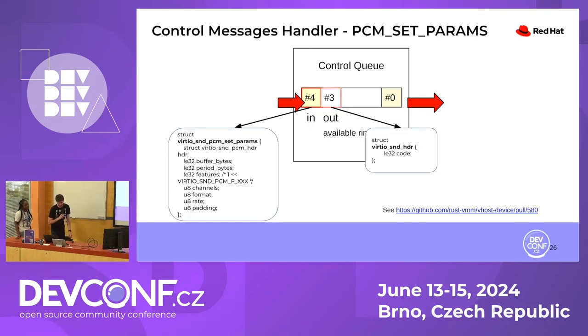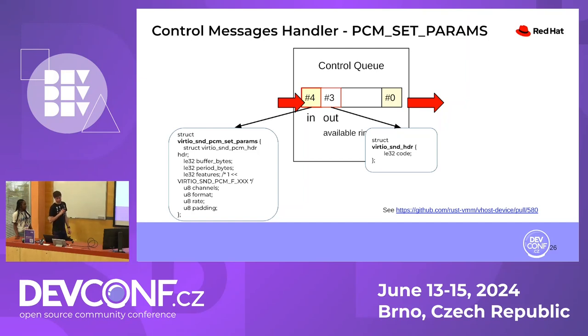So for example, if we dump the context of the available ring when we get the set param command, the Linux driver is going to use two descriptors to map this request. This is made of one read-only descriptor that contains the first structure, the virtio-sound param structure, and a second descriptor, number three, that is a write-only descriptor that contains the status. So the device is going to read this structure, process this, and then set up the status and write the status in the descriptor that is write-only, right?